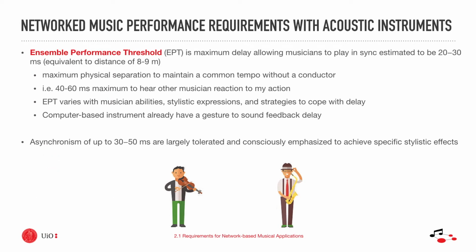Generally, when we play music together, we play in sync. This may vary to a great extent depending on the individual style and the music genre that we're playing. The concept of tempo may be more strict in certain genres and way more relaxed in others. The ensemble performance threshold, or EPT, is the maximum delay that allows musicians to play in sync, so aligned to the same metronome. This maximum distance is estimated to be roughly 8 to 9 meters, which corresponds to a delay of 20 to 30 milliseconds.